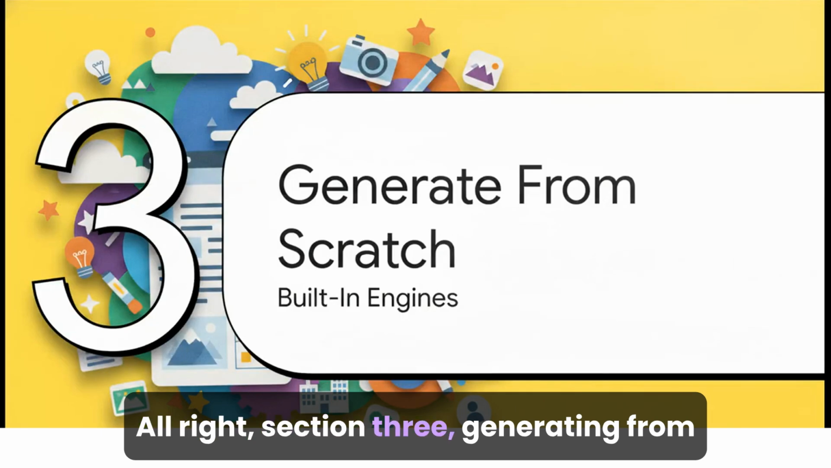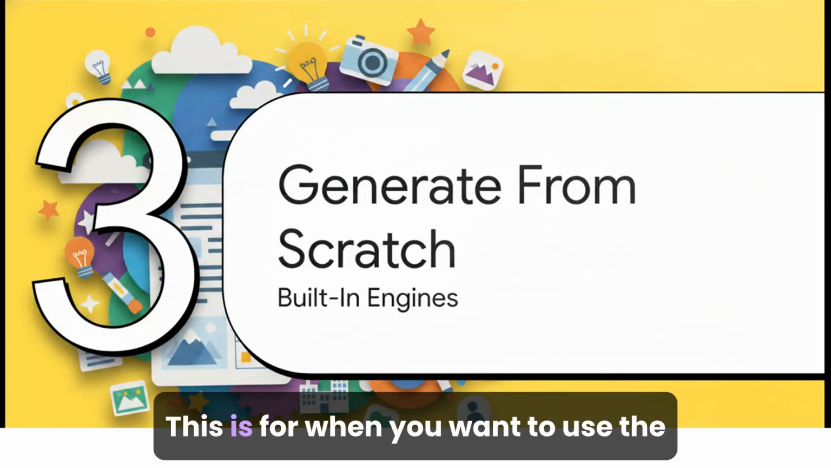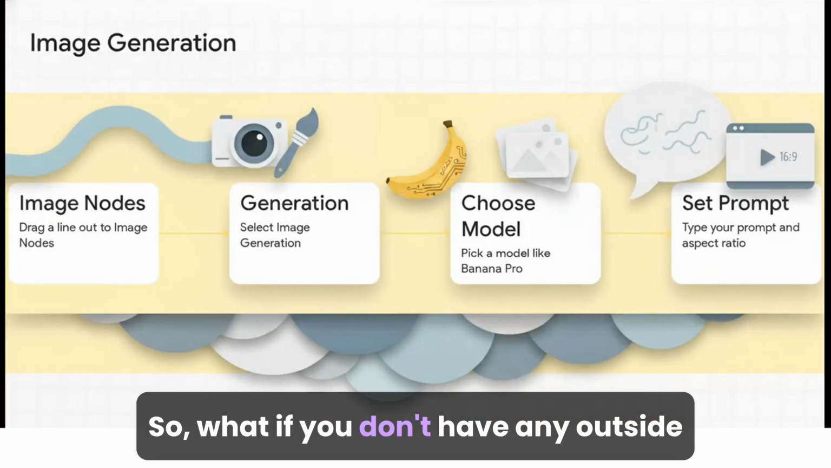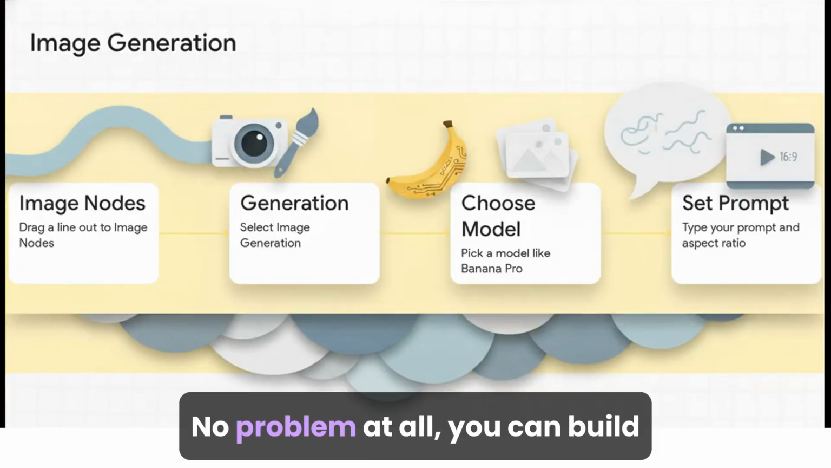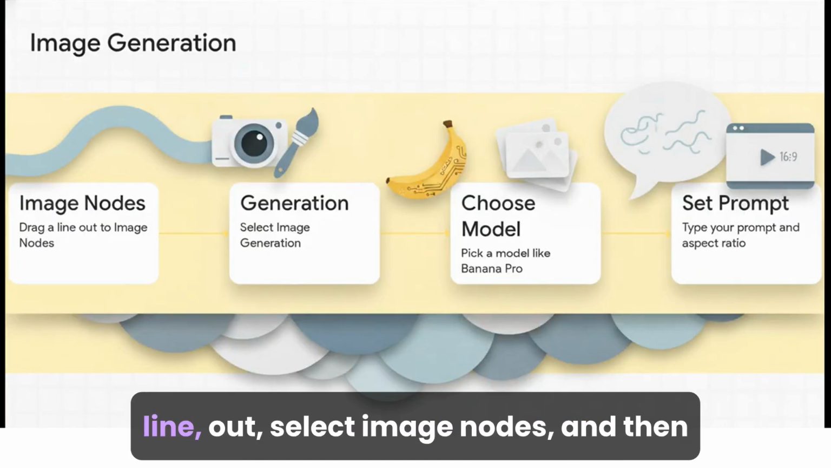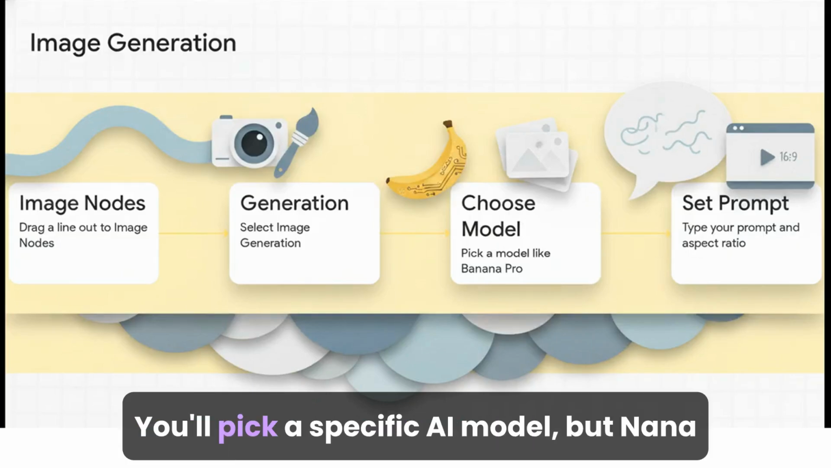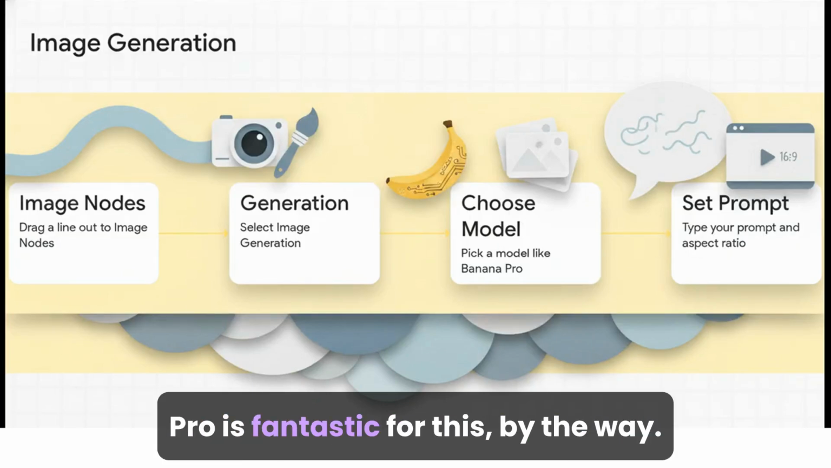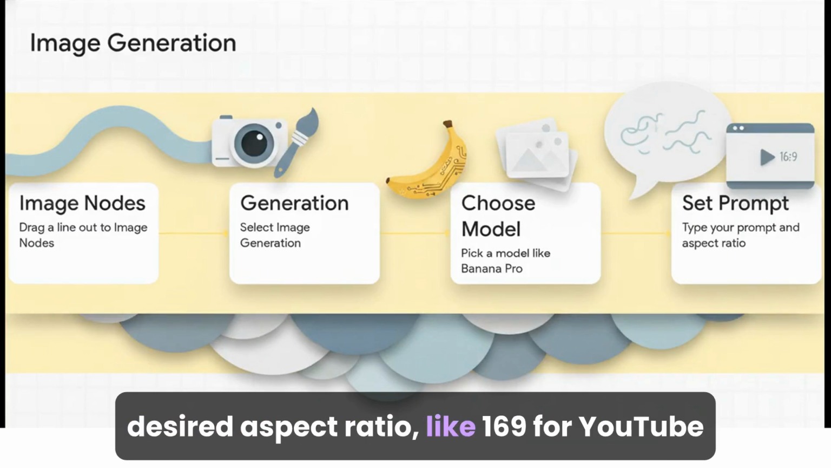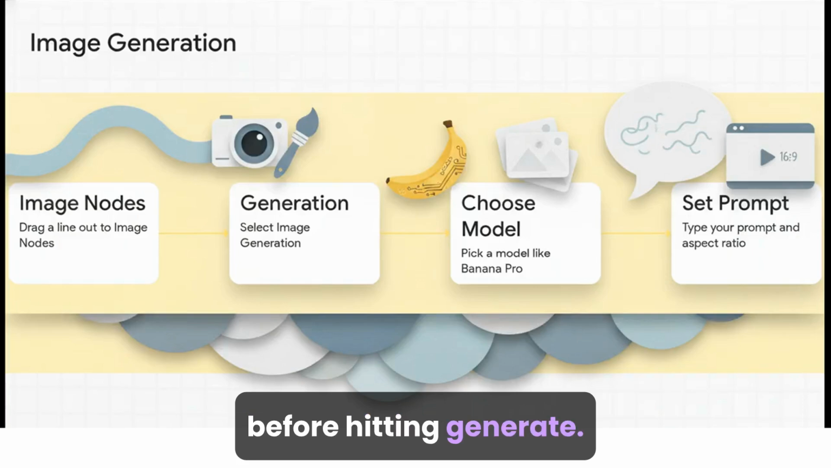All right, Section 3, generating from scratch. This is for when you want to use the platform's built-in image engines. So what if you don't have any outside assets? No problem at all. You can build everything right here. To generate a fresh image, just drag a line out, select Image Nodes, and then Image Generation. You'll pick a specific AI model. Banana Pro is fantastic for this, by the way. Type out your prompt and set your desired aspect ratio, like 16:9 for YouTube, before hitting Generate.